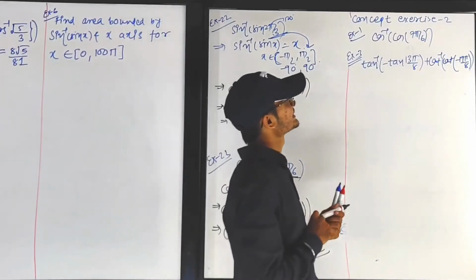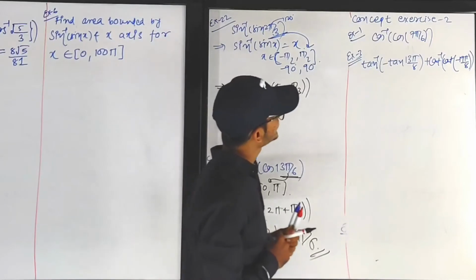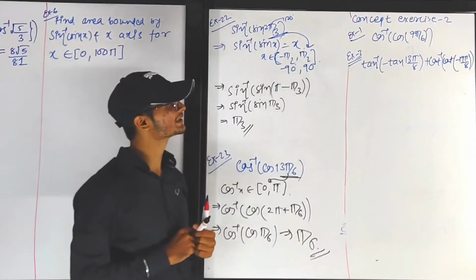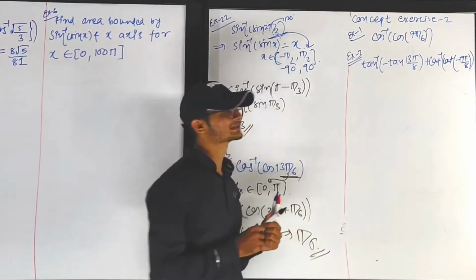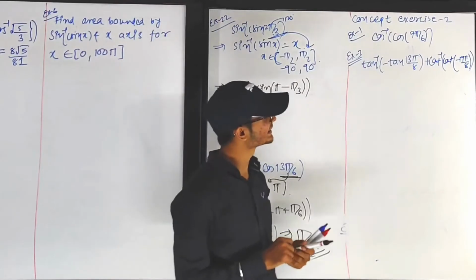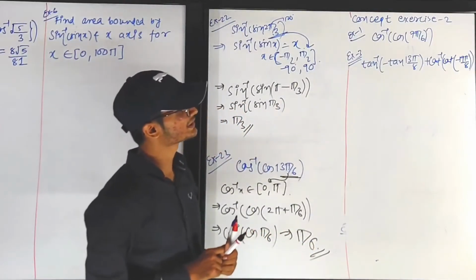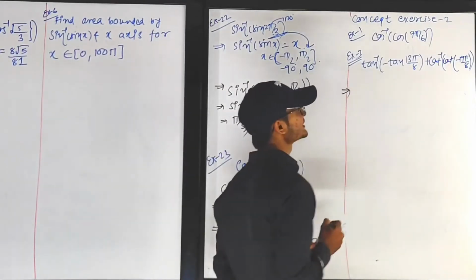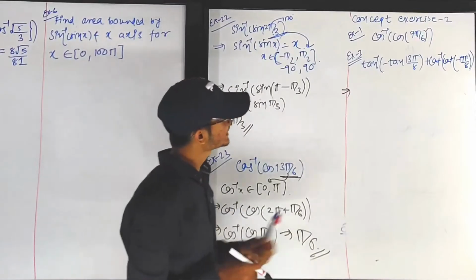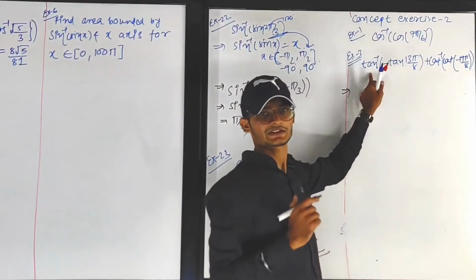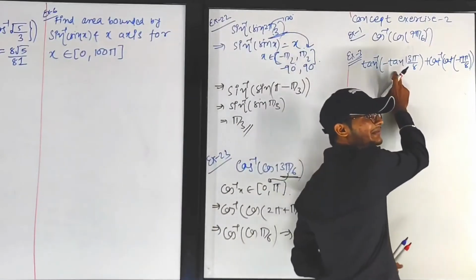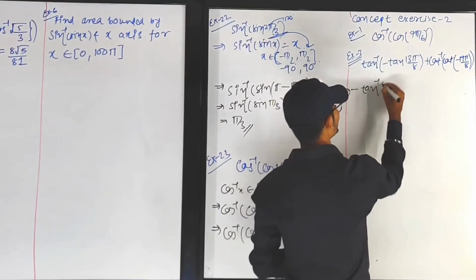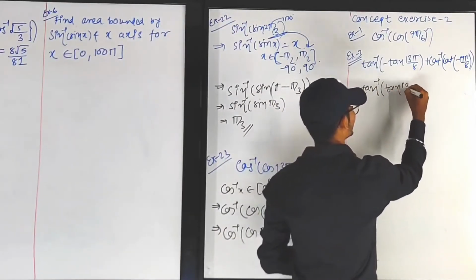Now next we see concept exercise 2. The first question is cos inverse of cos 7 pi by 6. That is very simple, so you will do it by yourself. Then example number 3: tan inverse of minus tan 13 pi by 8 plus cot inverse of cot minus 19 pi by 8. So let me start. Tan inverse of minus tan 13 pi by 8. First of all, tan inverse is an odd function, so the minus comes out: minus tan inverse tan 13 pi by 8.